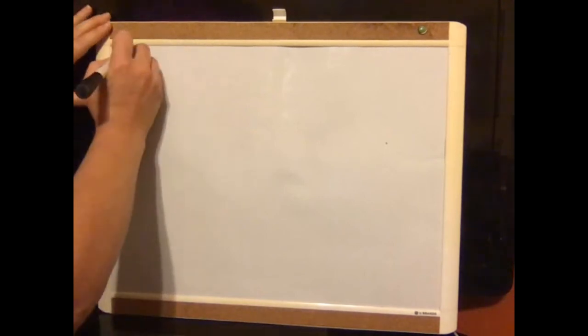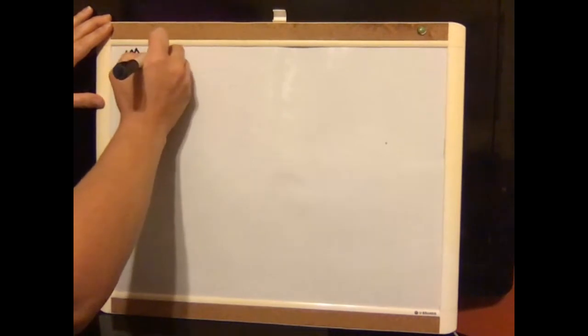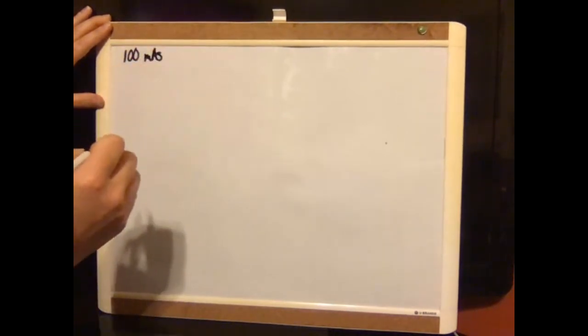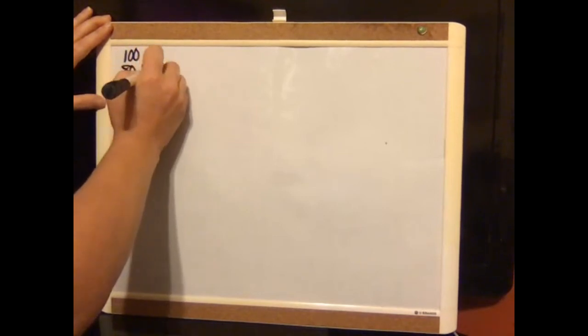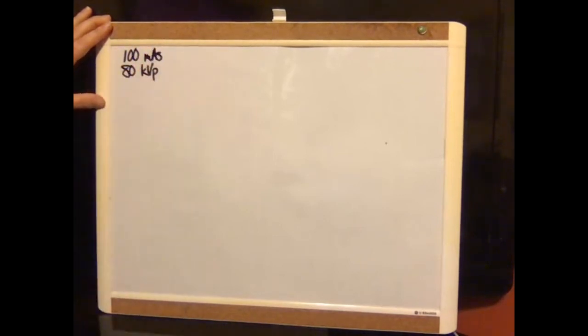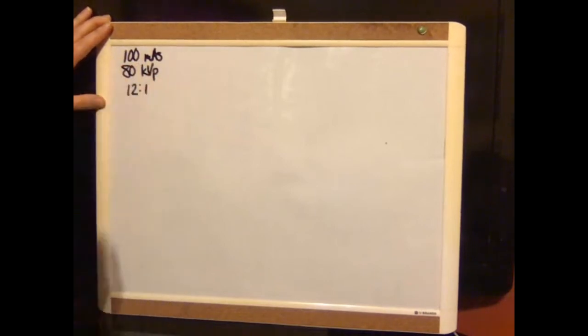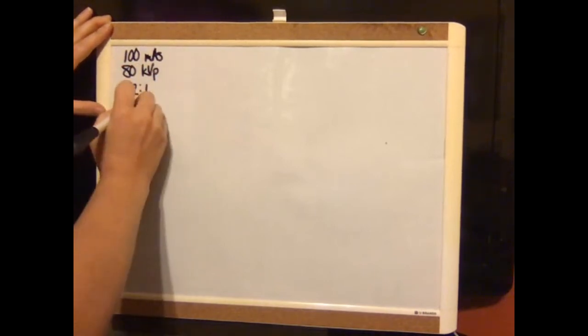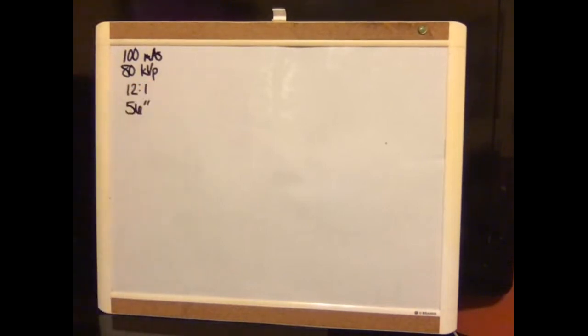This problem says we're going to start with 100 MAS. We are going to have 80 kVp. We are using a 12:1 grid. I'm just going to write 12:1. And we have a 56-inch SID. I'm just going to go with 56-inch.